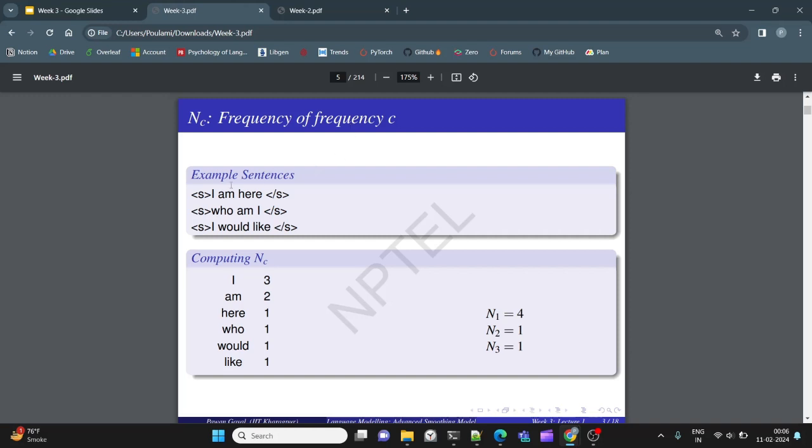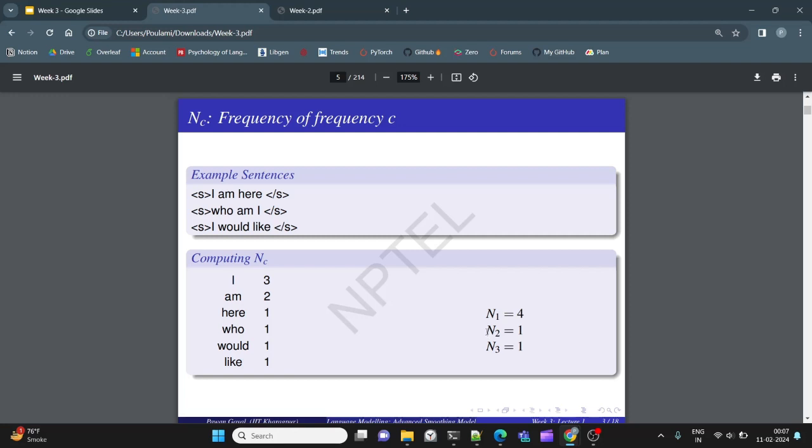For example, here are some sentences that are given. Now if we count Nc, for all these words, I, am, here, who, would, like, these are the types, the unique tokens that are there in the corpus of the example sentences. If we compute their counts, the number of times they have occurred, we see I has occurred 3 times, am has occurred 2 times, and here, who, would, like have occurred once each.